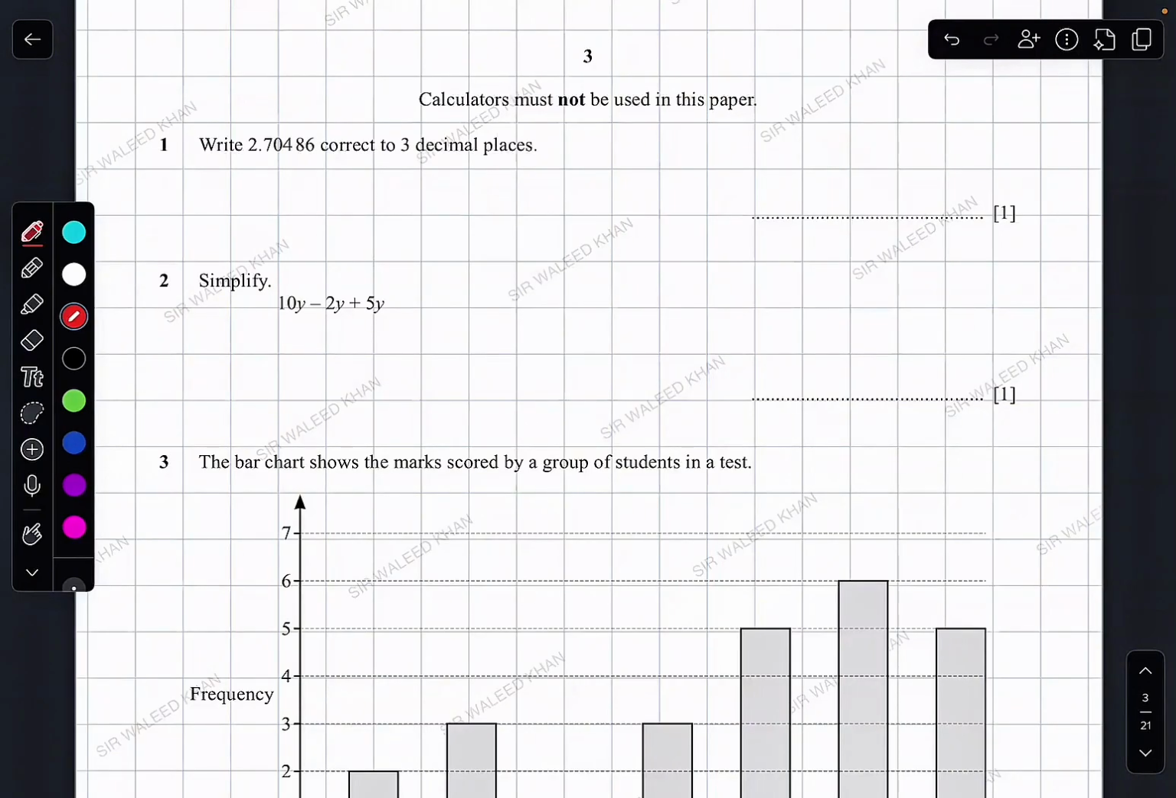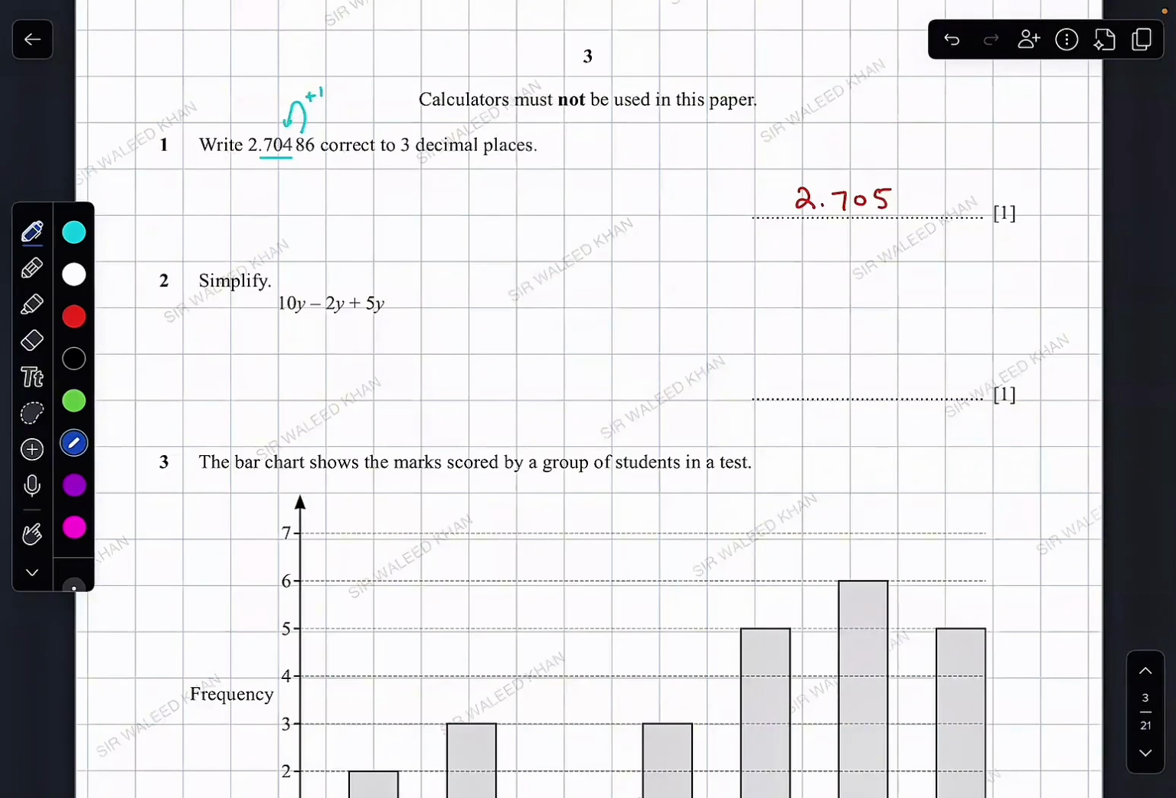So 3 decimal places. The first 3 decimal places, I can highlight it over here. These are the 3 decimal places. You have to look at the neighboring digit. If it's 5 or greater than 5, it will give one number to the left. So this will be 2.705.